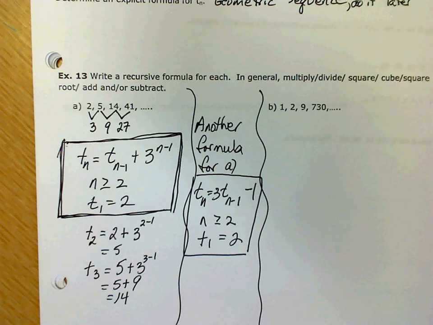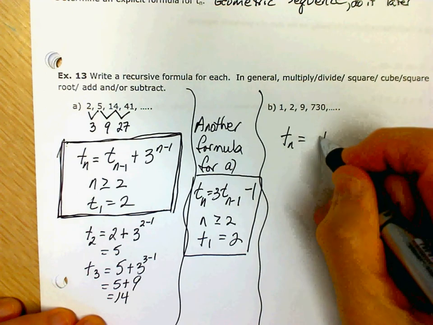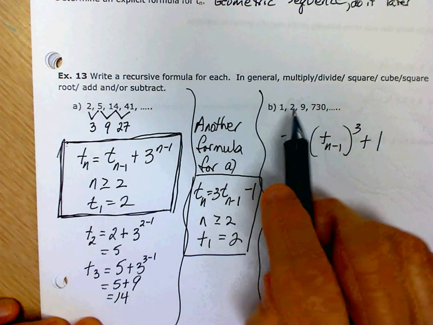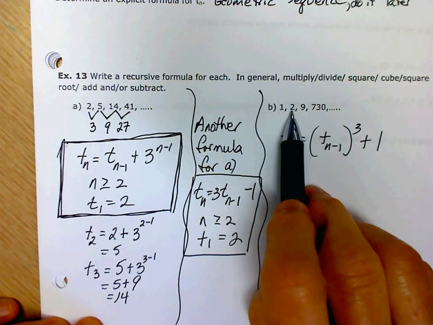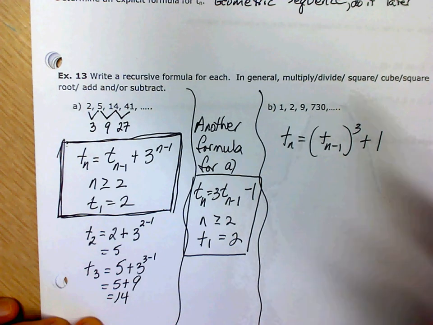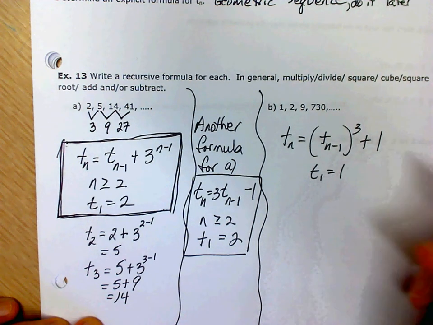Yeah, good for you. Tn equals Tn minus 1 cubed plus 1. So 1 cubed plus 1 is 2. 2 cubed plus 1 is 9. 9 cubed plus 1 is 730. Don't forget, you also need your first term, right? And n is greater than or equal to 2.